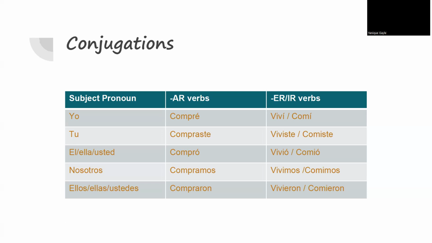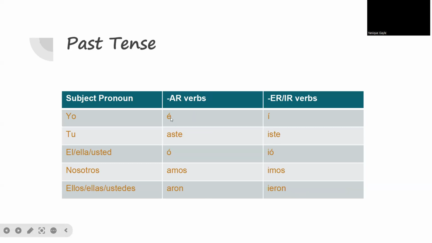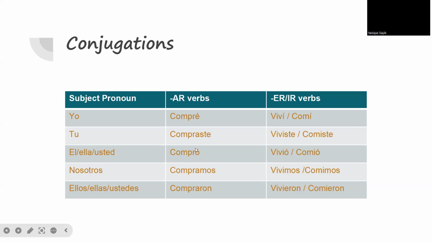So let's say we have the verb comprar, which means to buy. It ends in AR. So what we do is we take off the AR and we're going to add the endings that we just saw. Yo compré. Tú compraste. Él, ella, usted compró. Nosotros compramos. Ellos, ellas, ustedes compraron. For the AR verbs. And you can go back, check the endings. These are the endings that I just attached to the end of the verb, and that's it.